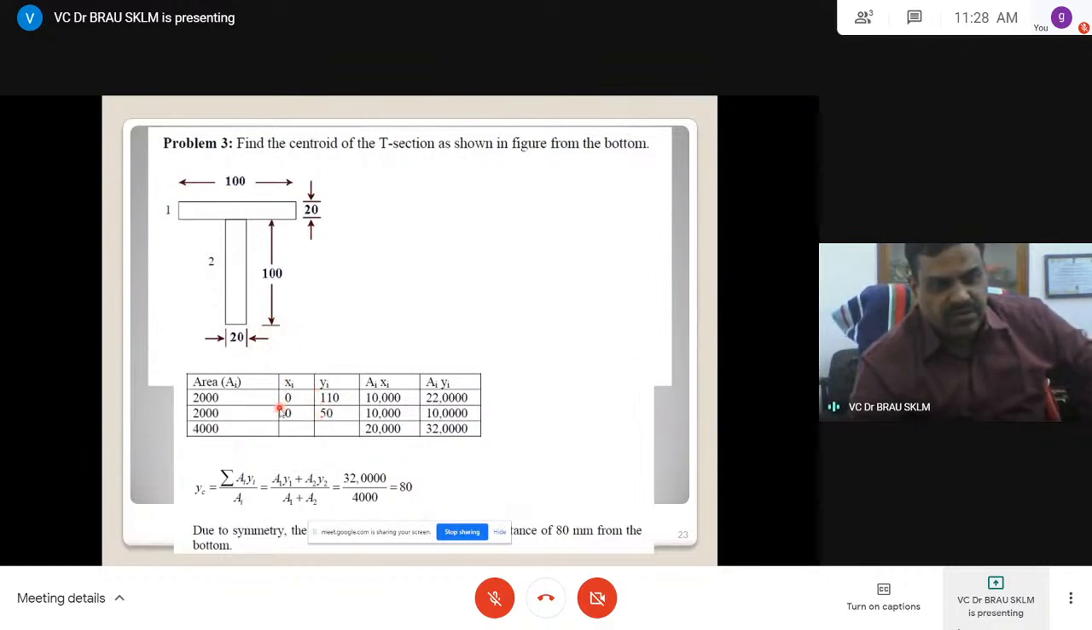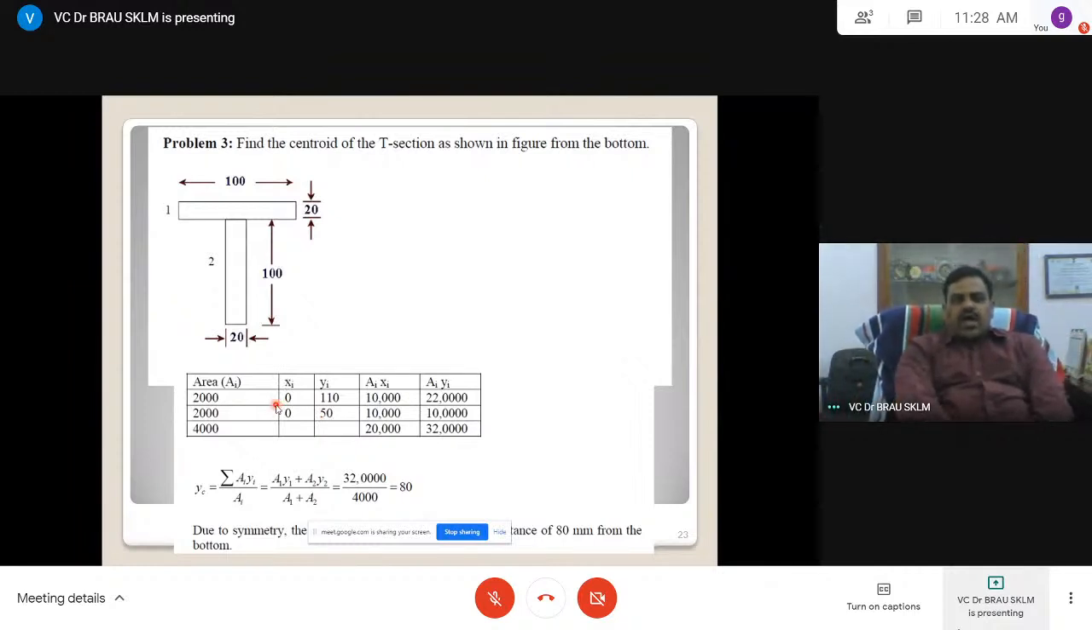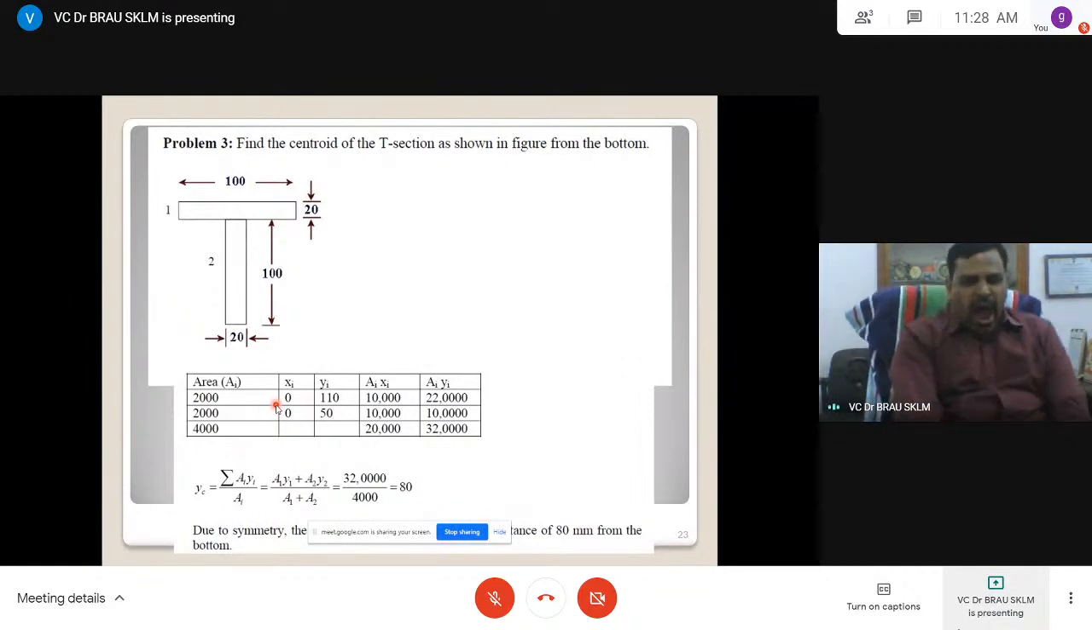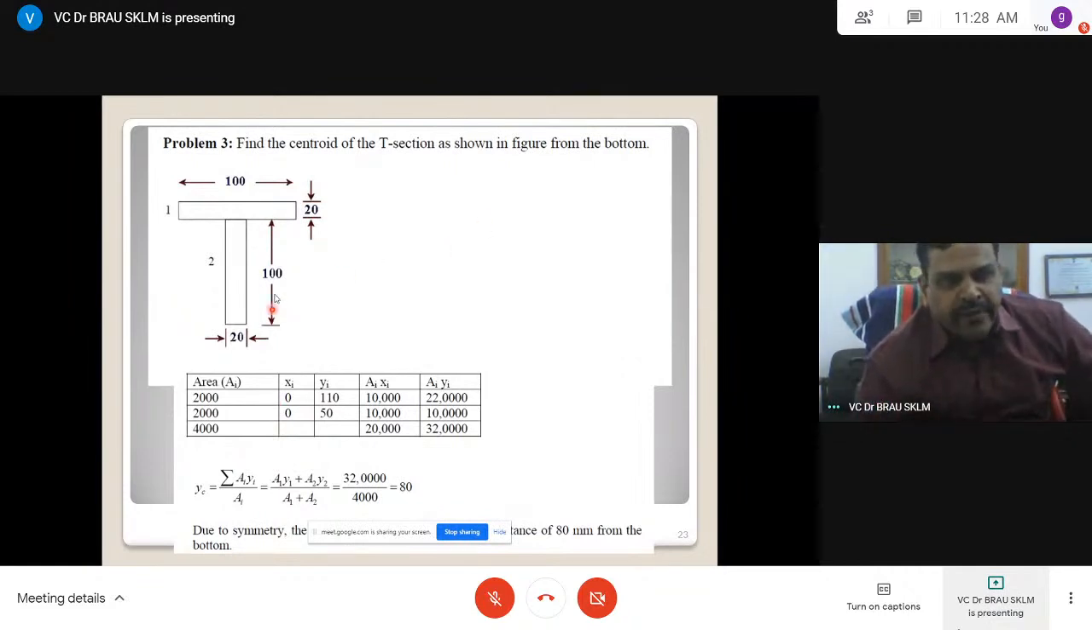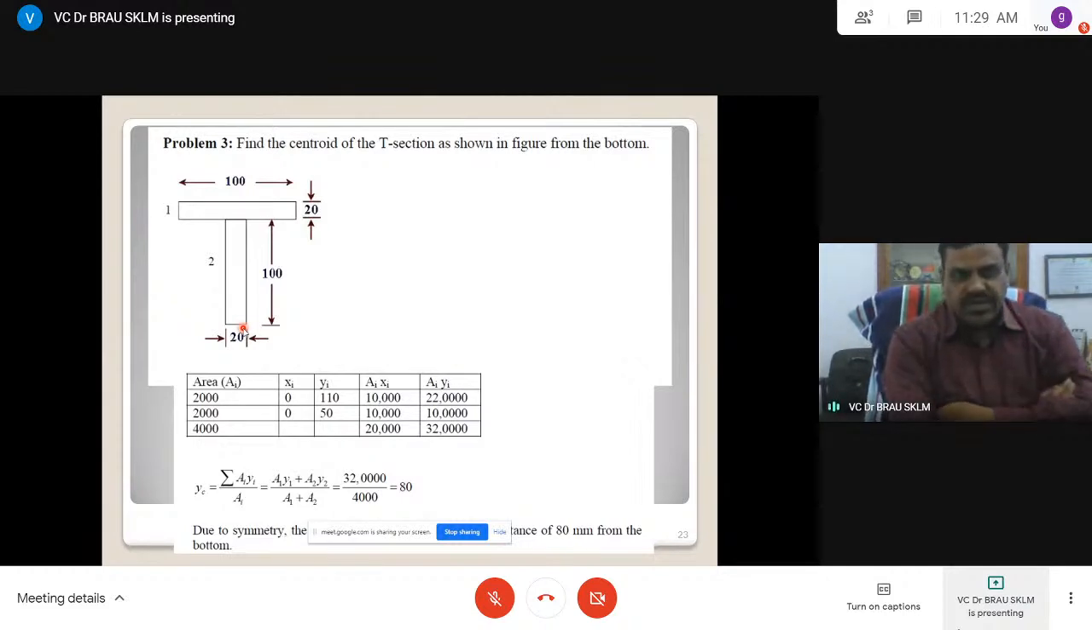From the origin we have counted. The x distance, and y is 50; with reference to this it is 100 plus 10. Okay, this as a base. Now areas are known to you: 100 into 20 for the rectangle, another area is 100 into 20, so 200. So this is how generally we determine the centroid of a T section.